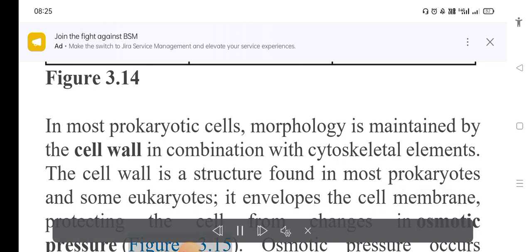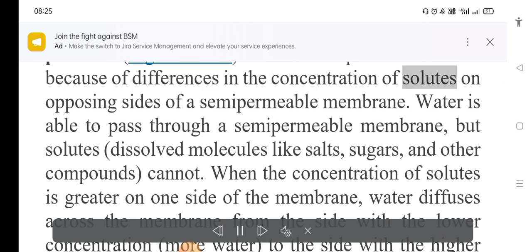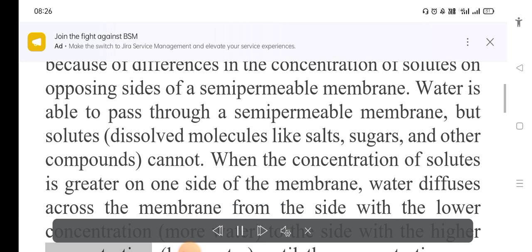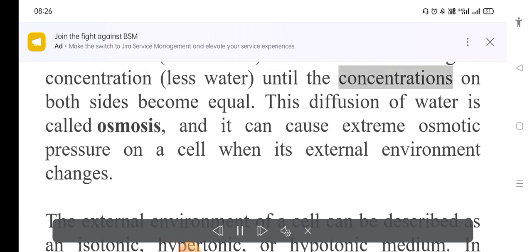Figure 3.15. Osmotic pressure occurs because of differences in the concentration of solutes on opposing sides of a semi-permeable membrane. Water is able to pass through a semi-permeable membrane, but solutes, dissolved molecules like salts, sugars, and other compounds, cannot. When the concentration of solutes is greater on one side of the membrane, water diffuses across the membrane from the side with the lower concentration, more water, to the side with the higher concentration, less water, until the concentrations on both sides become equal. This diffusion of water is called osmosis, and it can cause extreme osmotic pressure on a cell when its external environment changes.